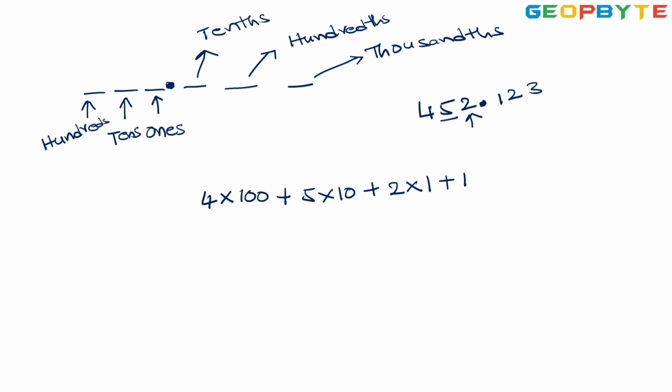So 1 into, this is the tenth position, so 1 by 10 plus, next we are having 2. So 2 into, 2 is at which position? Hundredth position. So 2 by 100 plus 3 into, 3 is at which position? Thousandth position. So 3 by 1000. This is how we'll expand the decimal numbers.